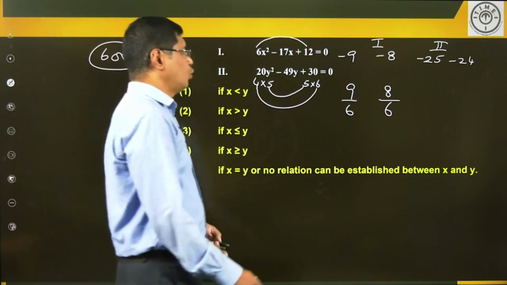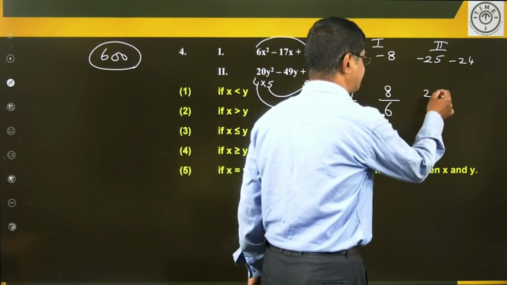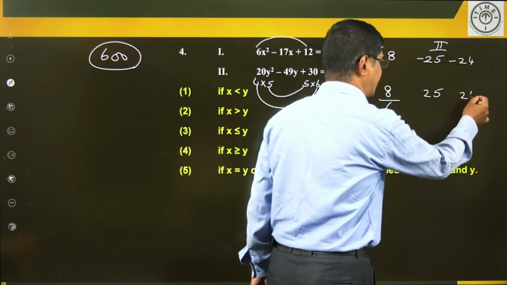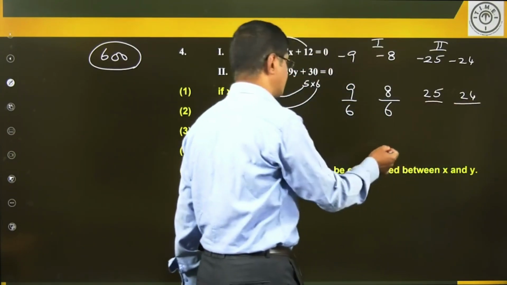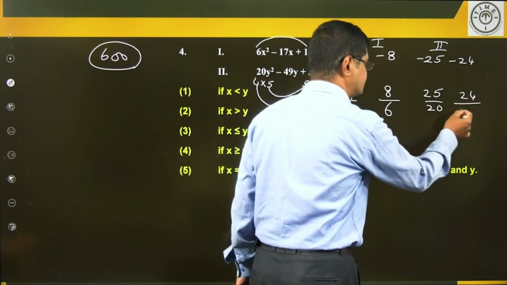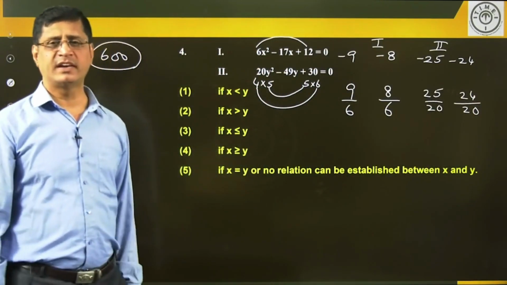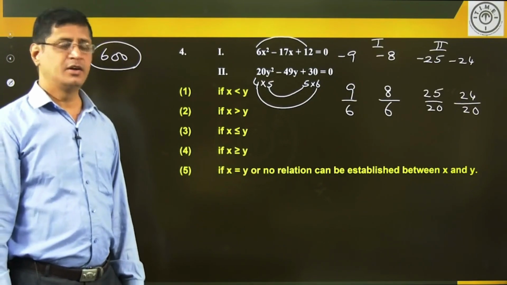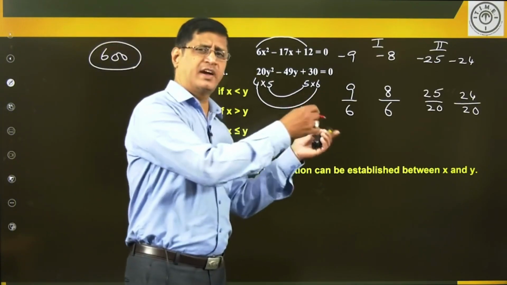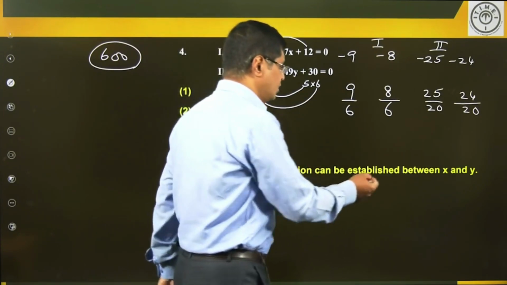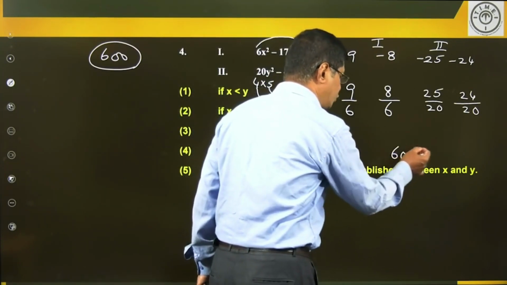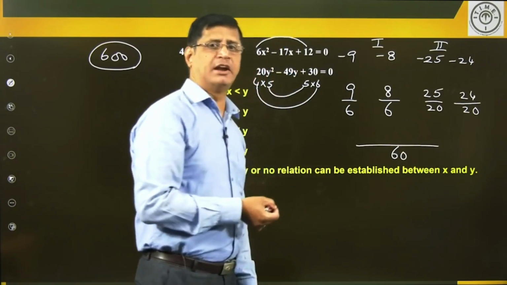Now, what about the roots? Take the same numbers with opposite sign and divide by the coefficient of y square, that is 20. My dear students, simplify this. Now, you can simplify and find the roots, or you can compare these just by using the common multiple.